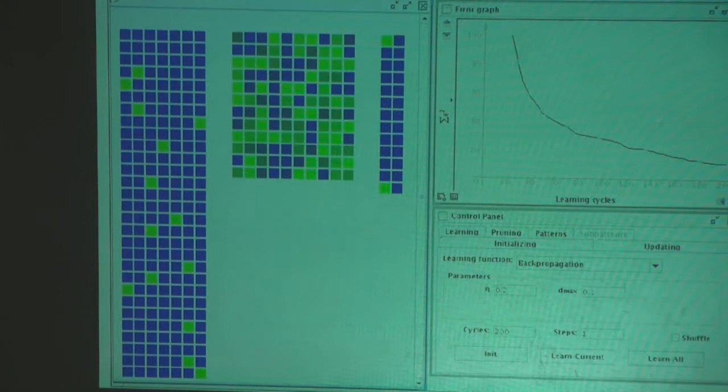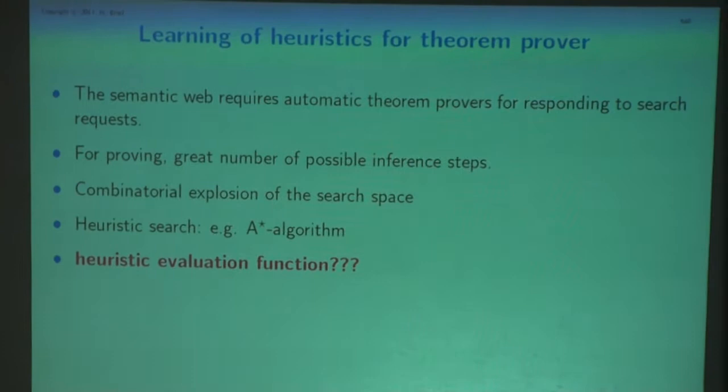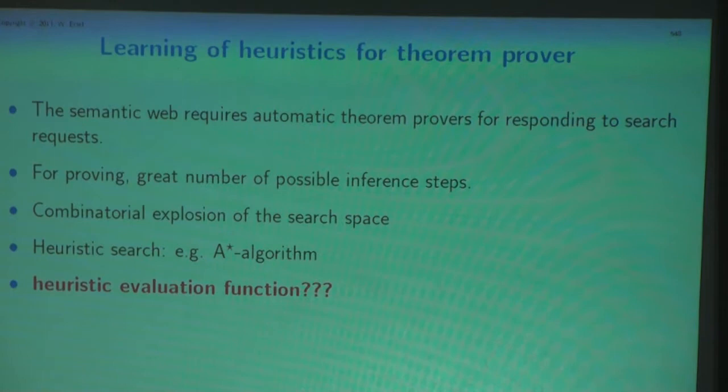Okay, and now I want to show you another application of the backpropagation network, which was developed not so long after NetTalk. So NetTalk was in 86, and this was around 1990. I don't remember exactly. So that's actually what I did when I was a young researcher.